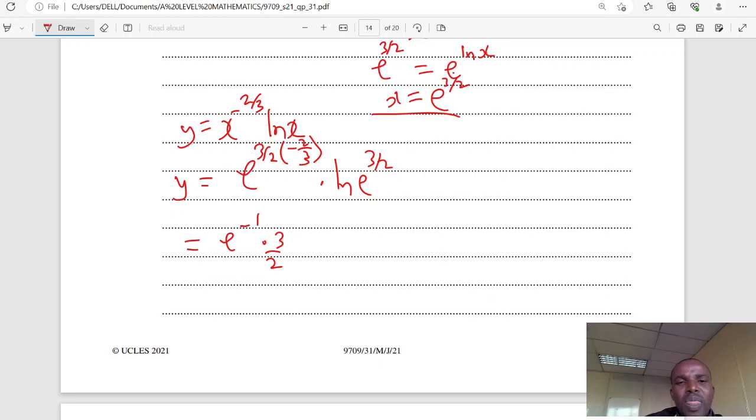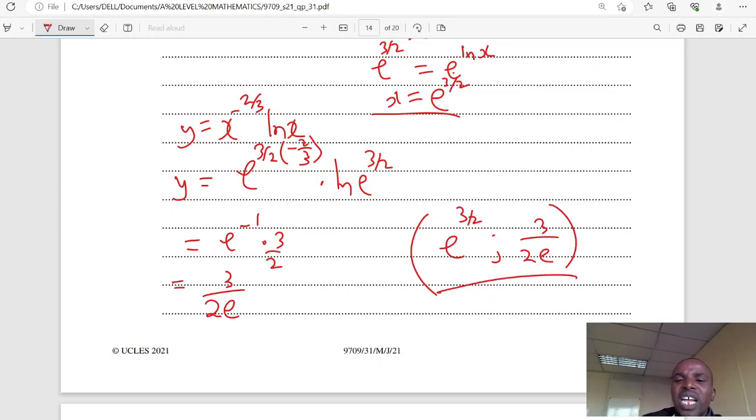Then, next item, e to the power negative 1 is actually 1 over e. So this will be the same as 3 over 2e, like this. So the solution means x is e to the power 3 over 2, then y is 3 over 2e. So these are the exact coordinates of the stationary point. Then we can say done.